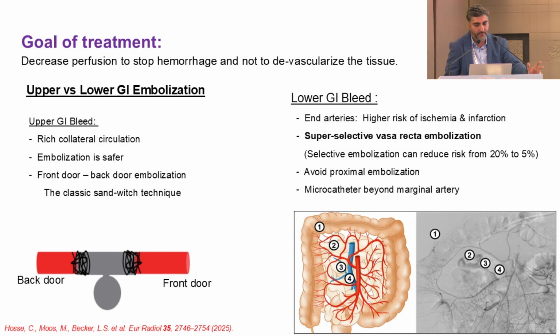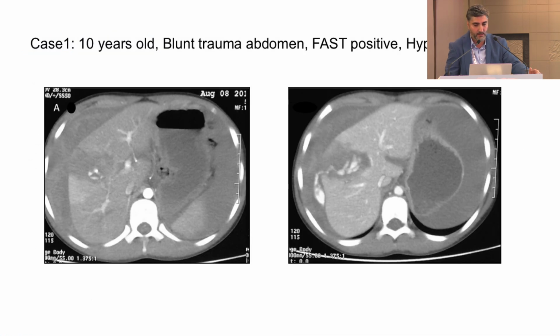Lower GI bleed: these are sort of end arteries, with a higher risk of ischemia or infarction. We need to do super selective vasa recta embolization. Avoid proximal embolization at all costs, and try to keep our microcatheter as far beyond the marginal artery as possible.